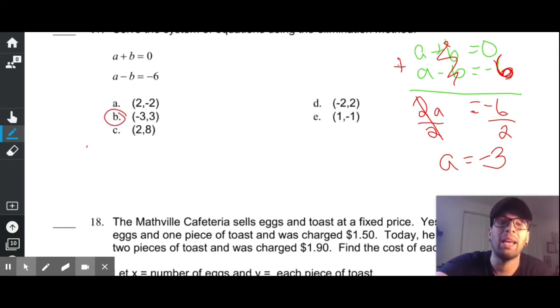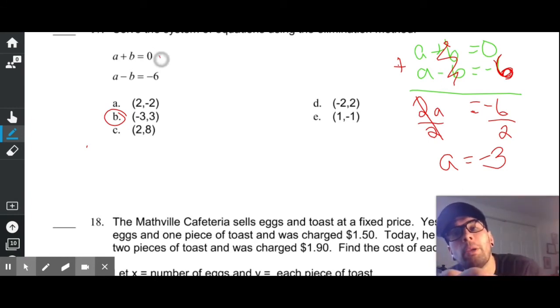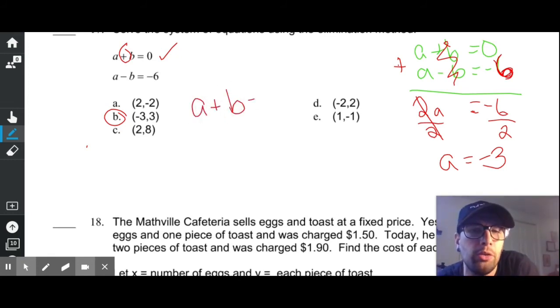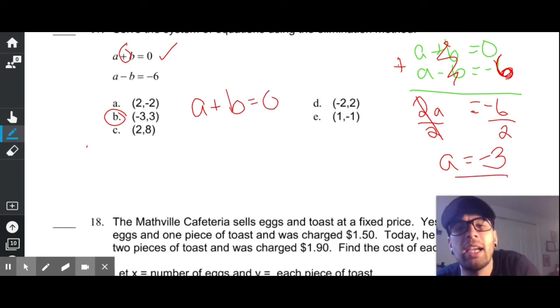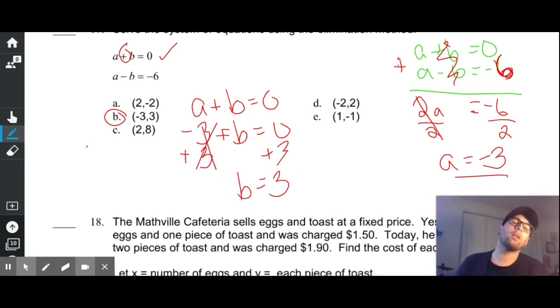Similarly to the last one, I have my answer already because that's the only one where a, the first letter, is negative three. But if I wanted to find b anyway, because I'm a good person, I would take the top equation and find b by plugging in a as negative 3. Why the top equation and why not the bottom equation? Because b is just positive b here, and it's easier to find b that way. So if I take the top equation, which is a plus b equals 0, and replace a with negative 3, I get negative 3 plus b equals 0. Add 3 to both sides, and b is positive 3. Again, a problem that was very similar to the one we just did, but practice makes perfect.